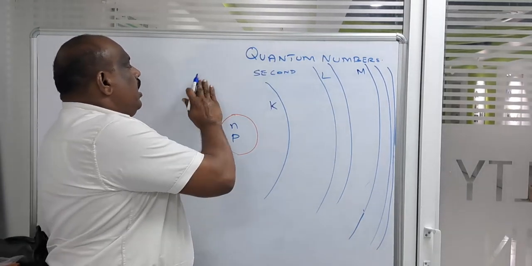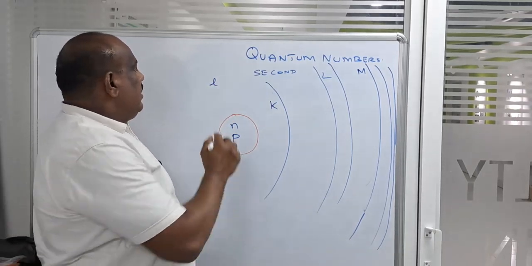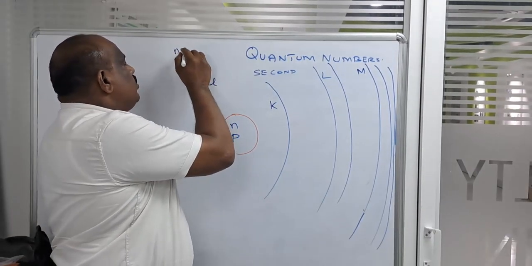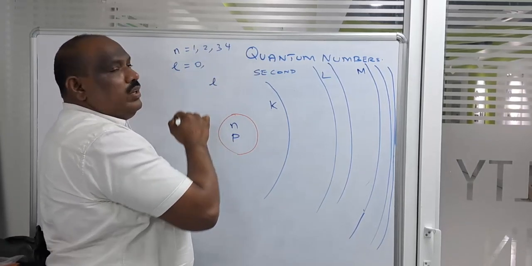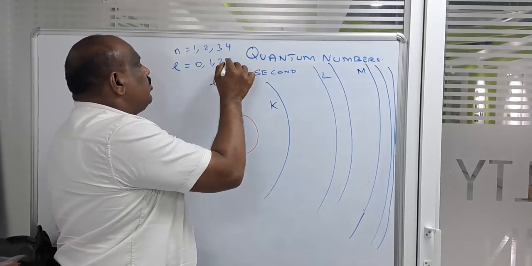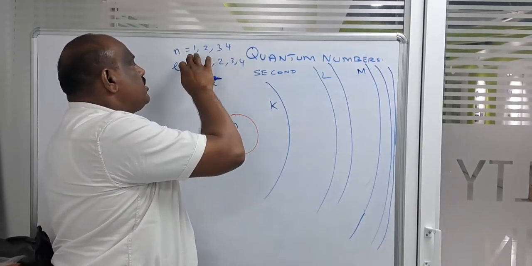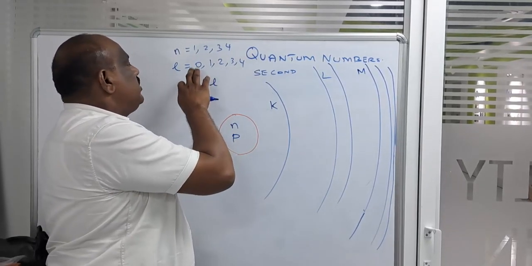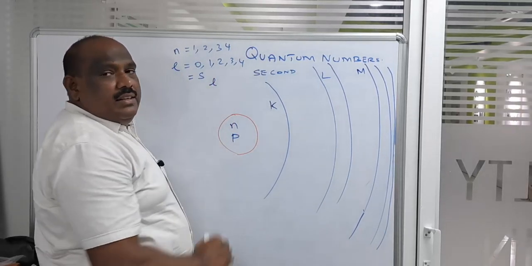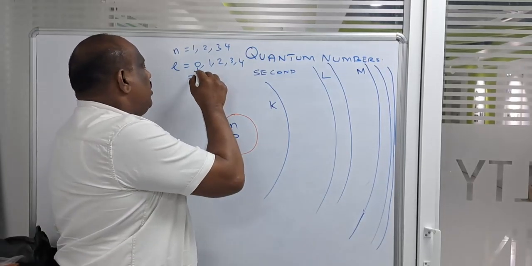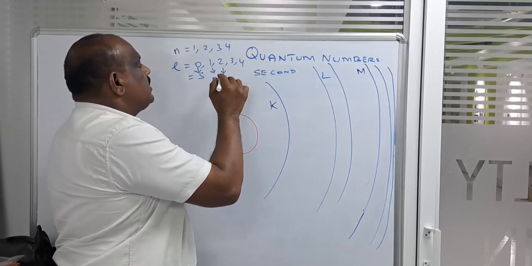So we can see here it is called l. When n starts with 1, 2, 3, 4, l will start from only 0. l will start with 0, 1, 2, 3, 4. That is a convention we have made already. So n, the principal quantum number, starts with 1, 2, 3, 4, whereas l starts with 0, 1, 2, 3, 4. 0 is nothing but the s subshell. 1 is called the p subshell. And 2 is called the d subshell.